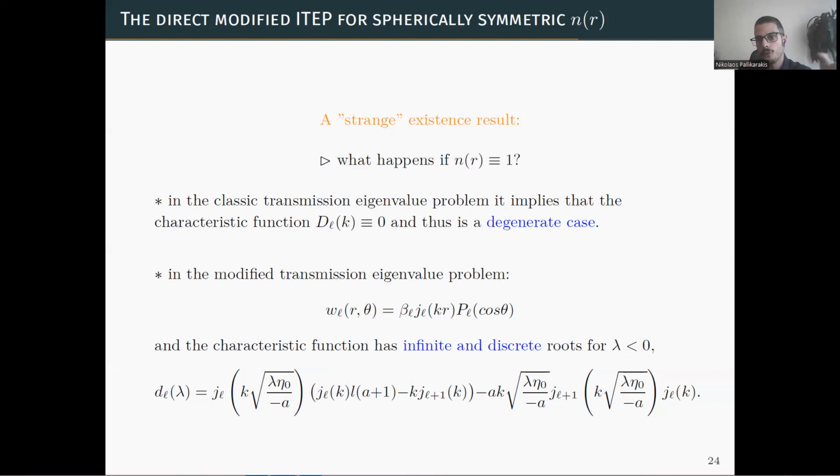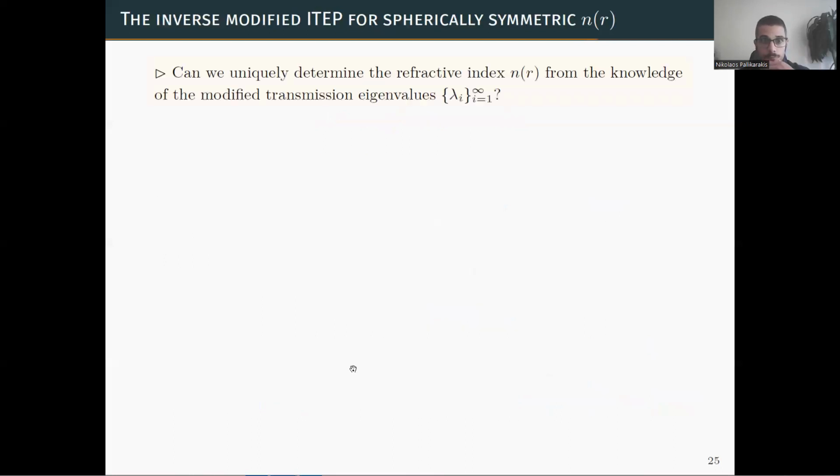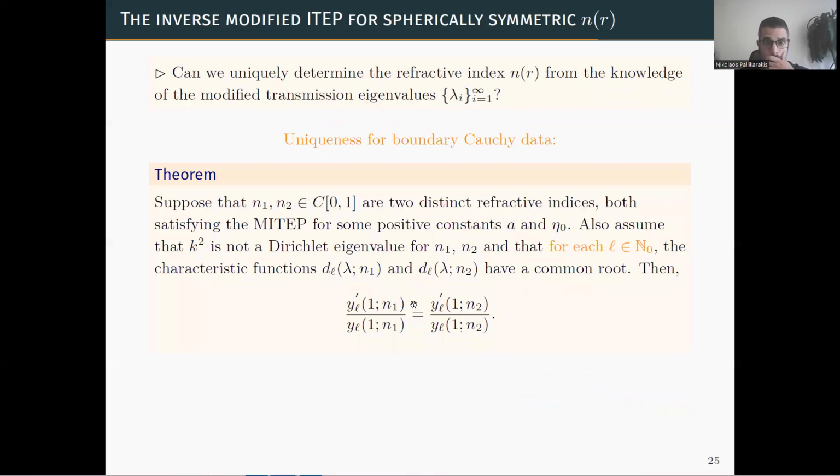For that reason, studying uniqueness is really important, because if uniqueness is proved, then one spectrum can distinguish the vacuum and the non-homogeneity. So here is the question: can we uniquely determine the refractive index from the knowledge of modified transmission eigenvalues? Studying this, firstly, we derive this uniqueness result for boundary Cauchy data.